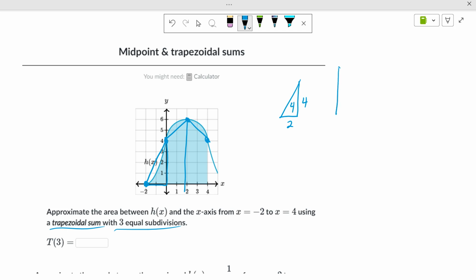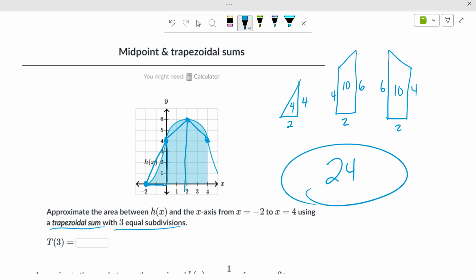Then we have a trapezoid one, where base 1 is 4, base 2 is 6, our width is 2, 1/2 of 2 times 4 plus 6 is 10. Our last one is the same thing, but backwards. So that's 10. So 4 plus 10 plus 10 is 24 for the Riemann sum. That's a trapezoidal sum.